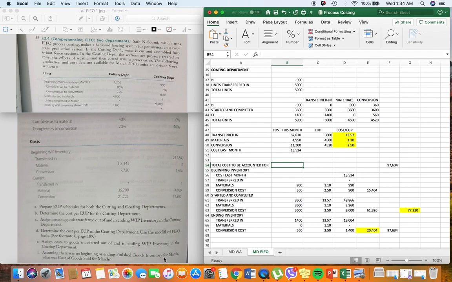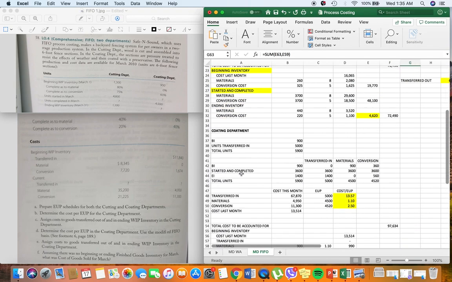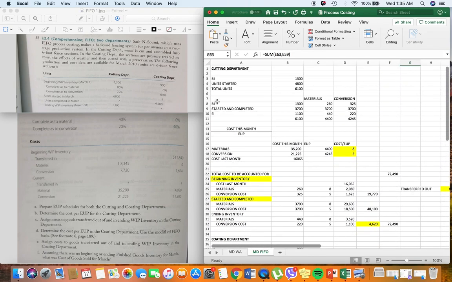Okay? And then, lastly, assuming there was no beginning or ending finished goods inventory for March, what was the cost of goods sold for March? So the cost of goods sold is the same as our cost of goods manufactured, 77,230. Okay? So as you can see, process costing in a multiple department setting using FIFO is a little bit complicated kasi nga very specific tayo when it comes to the beginning inventory. Pero kaya naman, it is very manageable.